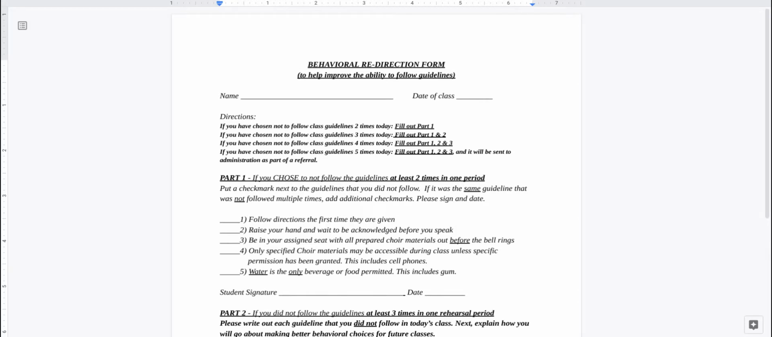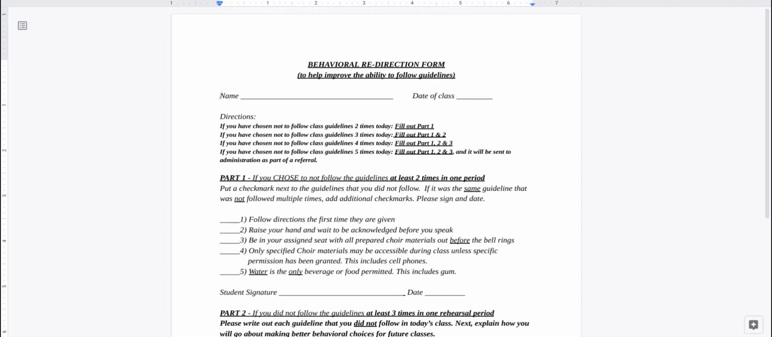So what is the purpose of this form? Well, assuming we have good, clear guidelines of what students are expected to do in our classroom, we need to redirect them when they are not following the guidelines.